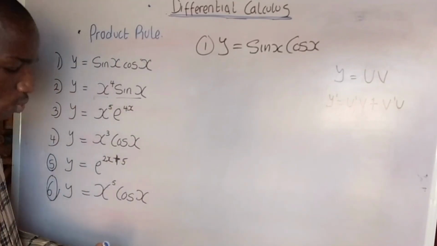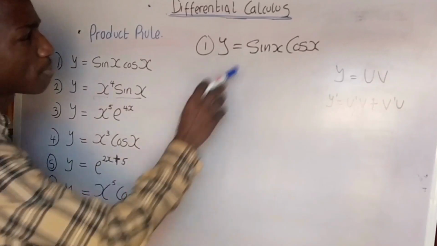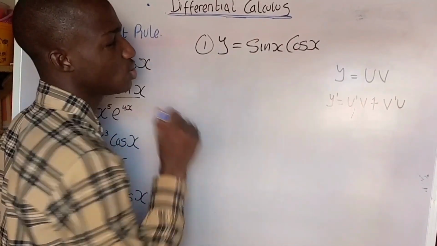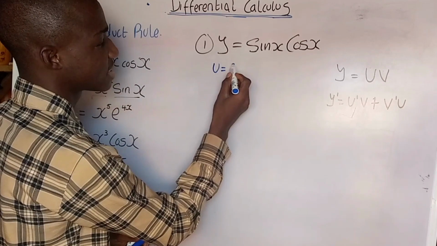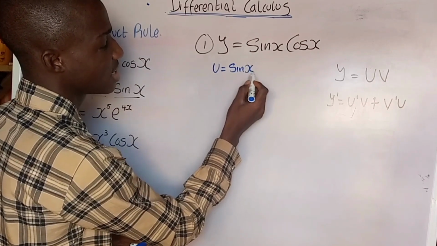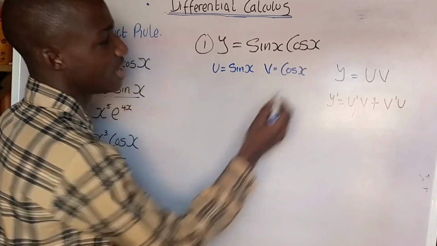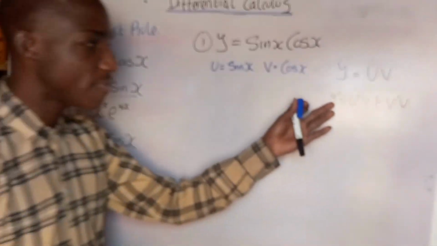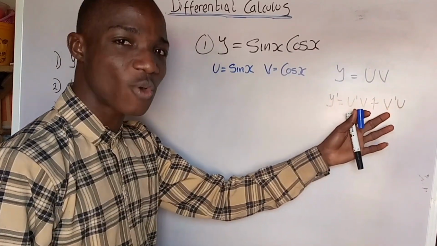Now let's come back to our question. You can see y is equal to sine x cos x. If you compare this to this, you can see that u is equal to sine x, and v is equal to cos x. In that case, I have identified my u and v, but I see in my formula that I still need the derivative of u and the derivative of v.